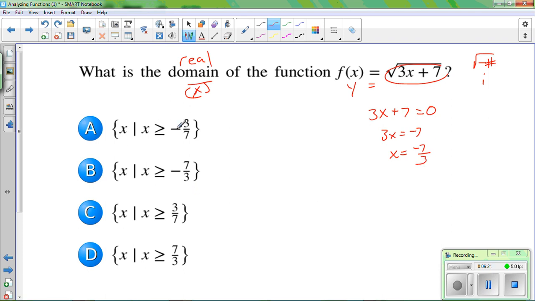And we see that we have a couple of answers here. This is negative 3 over 7, 3 over 7. This is our negative 7 over 3. This is positive 7 over 3, so that's not it. So by process of elimination, the answer is B.